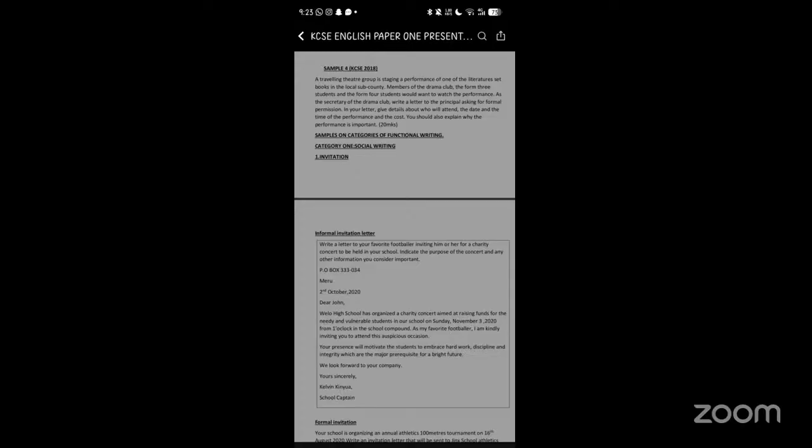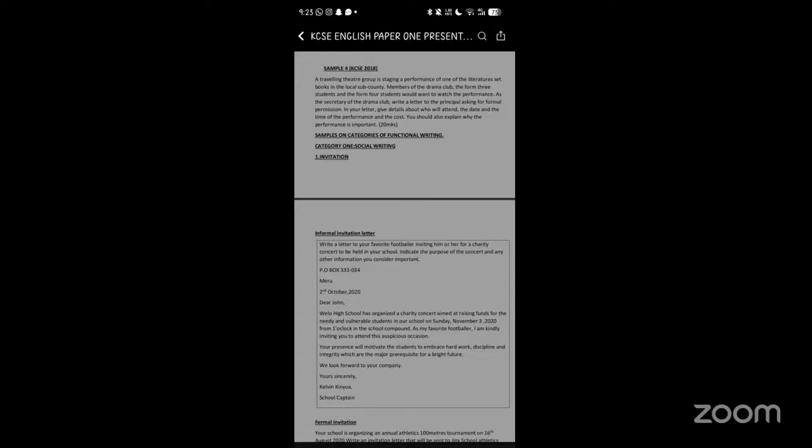A traveling theatre group is staging a performance of one of the literature's set books in the sub-county. Members of the drama club, the Form 3 students, and the Form 4 students would want to watch the performance. As the secretary of the drama club, write a letter to the principal asking for formal permission. In your letter, give details about who will attend, the date, and the time of the performance and the cost. You should also explain why the performance is important. 20 marks. Right, thank you very much.